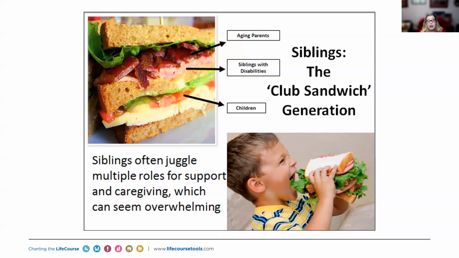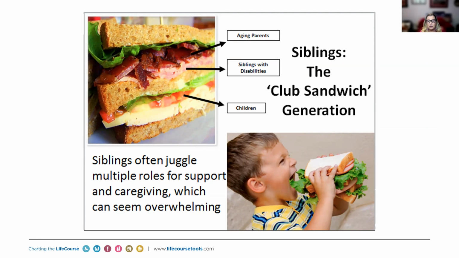And so at the same time, that sibling may have their own family. They may have a wife and children. And so they're caring for their own family, their wife and children. They may be caring for their aging parents, and they may also be providing some type of care for their sibling that has a disability. And so we call that the club sandwich generation, because they're right in the middle of a whole lot of things going on in their life and a whole lot of responsibilities.